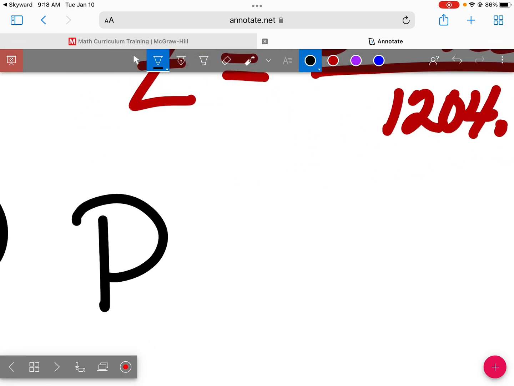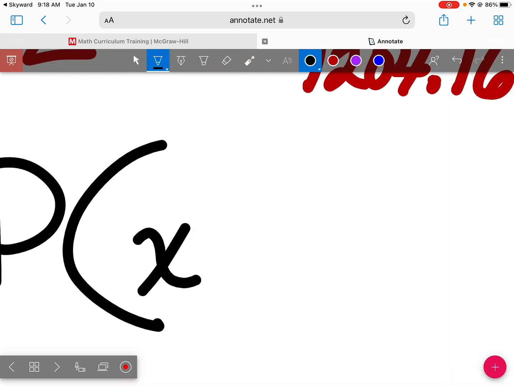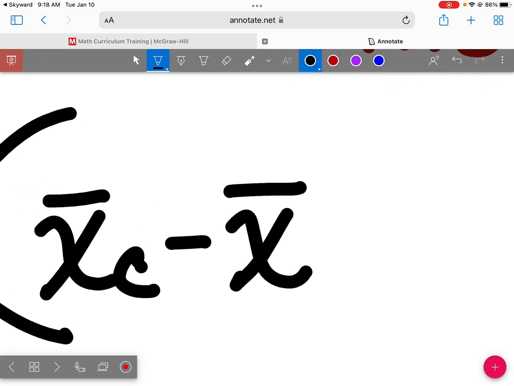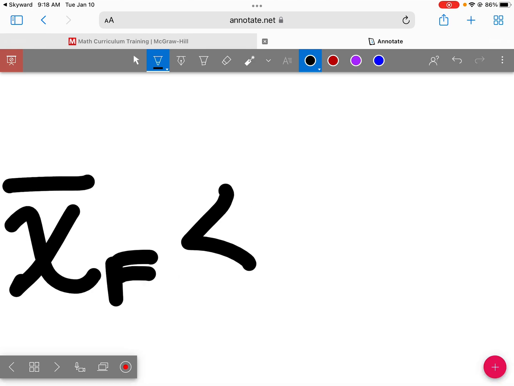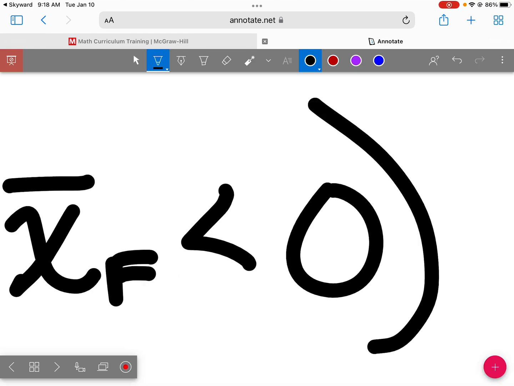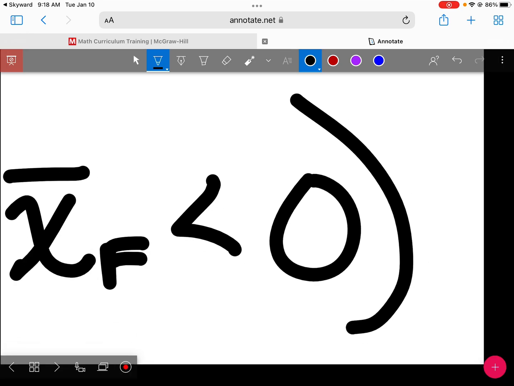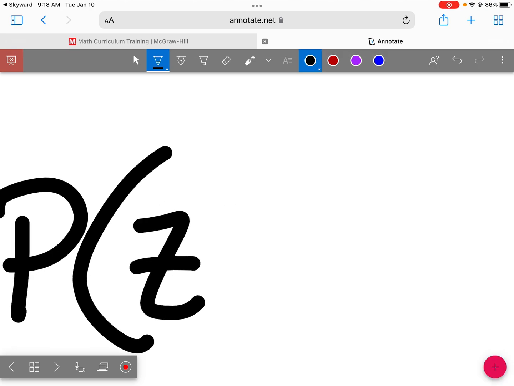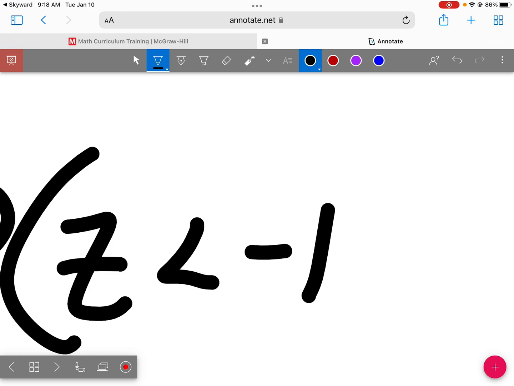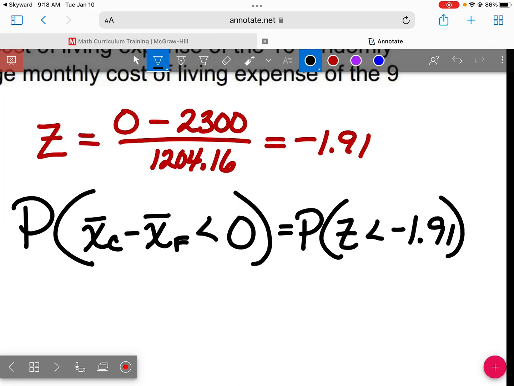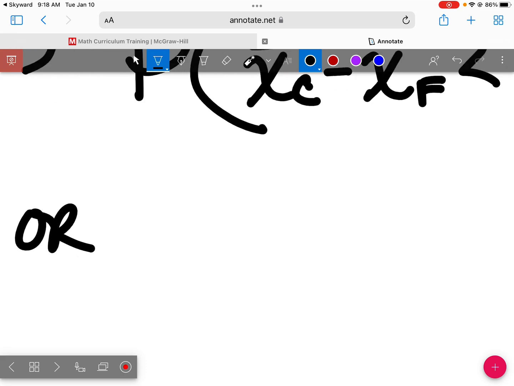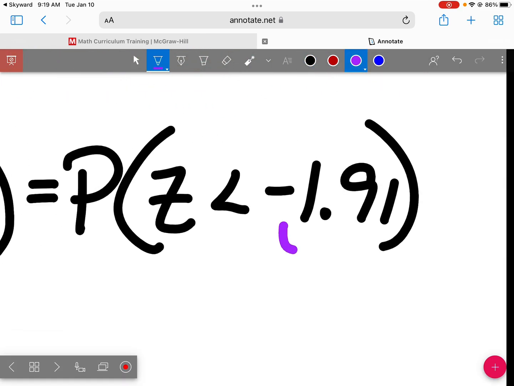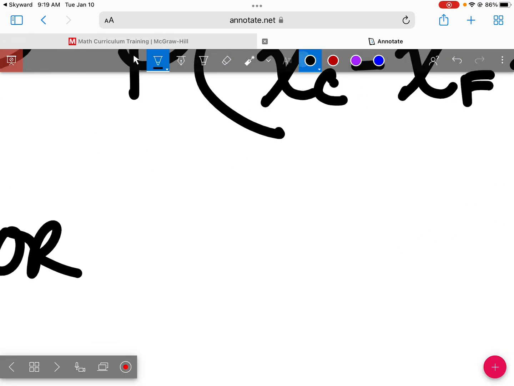We are trying to calculate the probability that x bar for California minus x bar for Florida is less than 0, is a negative number. So that's the same thing as the probability of our z-score being less than negative 1.91. We can look that up on table A. Let me write that down, actually. Or we can pop this into our calculator.